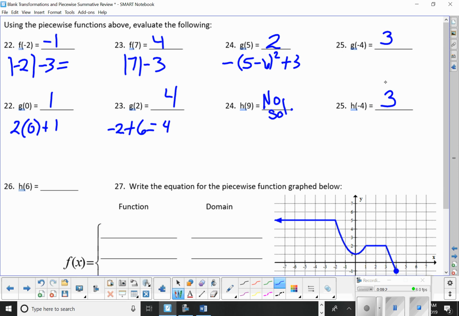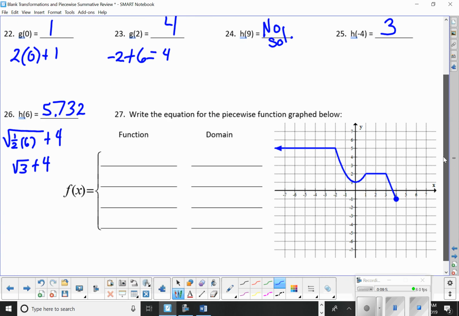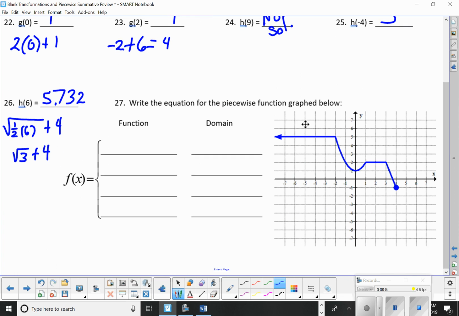And then H of 6, that's where we do the square root of 1/2 times 6 plus 4. This is the square root of 3 plus 4. And if there was no calculator, this would be your answer. If you can use a calculator, it's about 5.732. Okay? Now, this next part, you have to actually write the equation for the piecewise function.